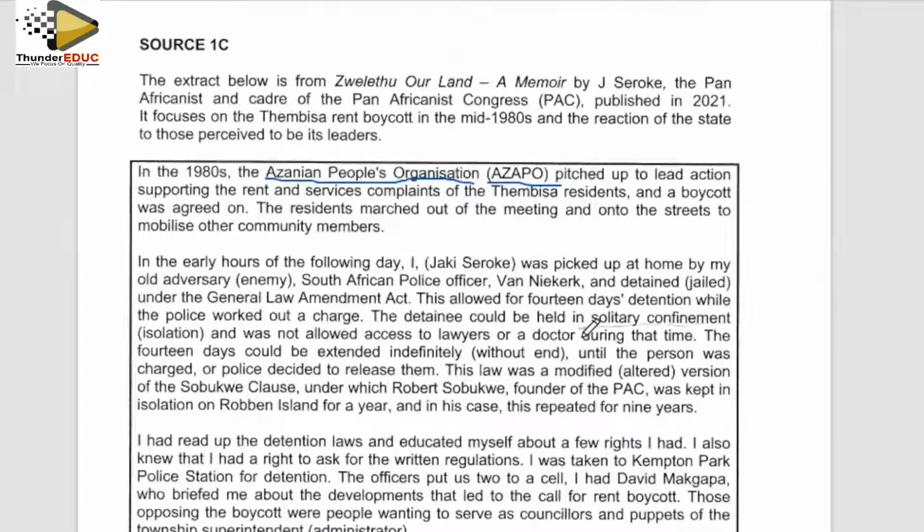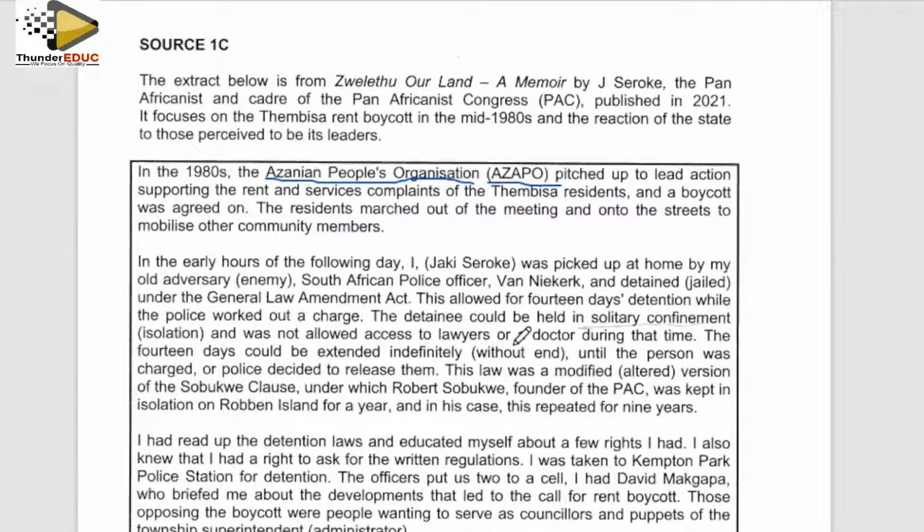Right. Let's come here. It says, in the early hours the following day, I, Jaki Seroke, was picked up at home by my own adversary, my own enemy, South African police officer Van Niekerk, and detained under the General Law Amendment Act. And this allowed for 14 days detention while the police worked out a charge. So we are saying, why was he taken? Why was he put into detention?